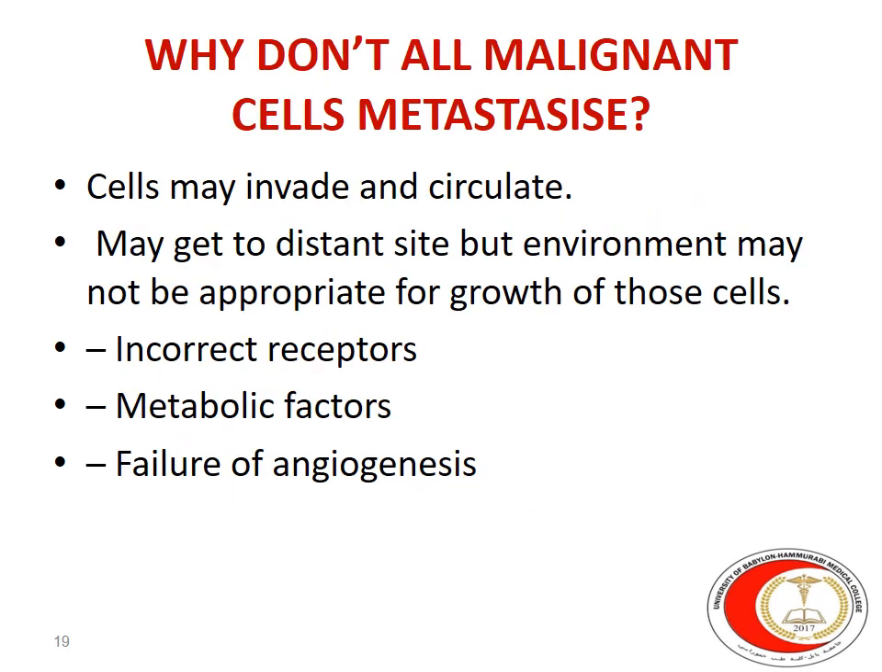So why don't all malignant cells metastasize? Malignant cells may get to a distant site, but the environment may not be appropriate for their growth, either due to incorrect receptors or metabolic factors, or failure of angiogenesis. There is no blood supply so that it can grow and make a focus of metastasis.